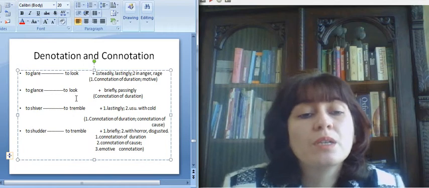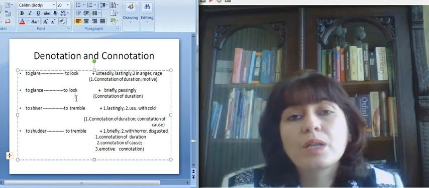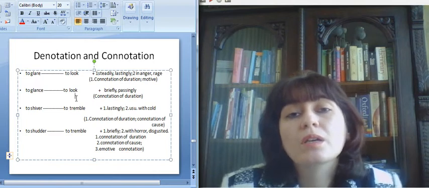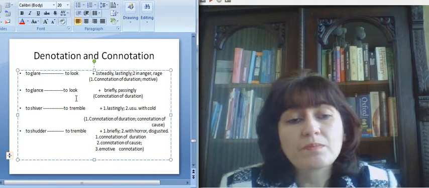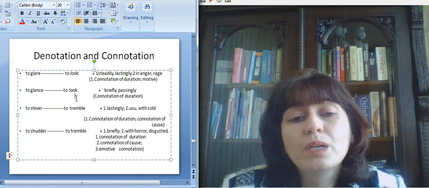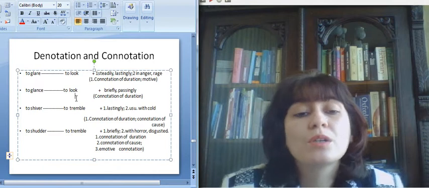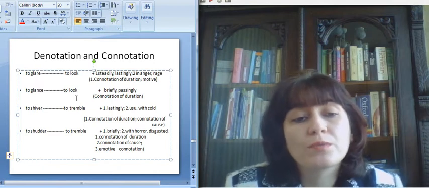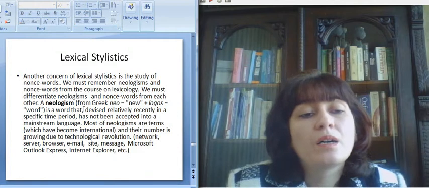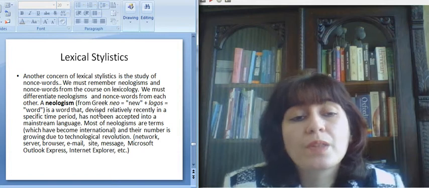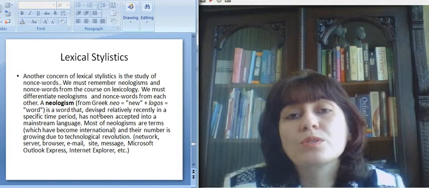The denotative component of the verb "to glance" is to look, plus connotative components: briefly, passingly. So it has a connotation of duration. "To shiver" is to tremble, plus lastingly, usually with cold. So it is a connotation of duration and a connotation of cause. "To shudder" is to tremble, plus connotative components: briefly, with horror, disgusted. So it has a connotation of duration, a connotation of cause, and an emotive connotation.